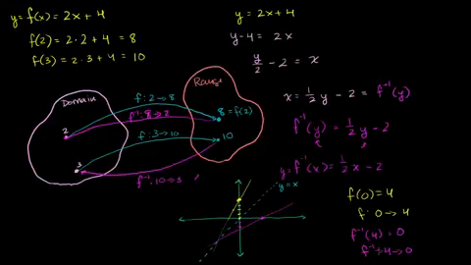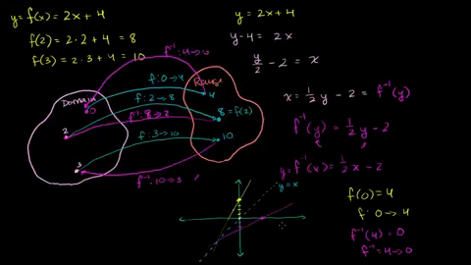So this example that I just showed you right here, the function takes you from 0 to 4. That's the function. f of 0 is 4. You see that right there. So it goes from 0 to 4. And then the inverse takes us back from 4 to 0. So f inverse takes us back from 4 to 0. You saw that right there. When you evaluate 4 here, 1/2 times 4 minus 2 is 0.